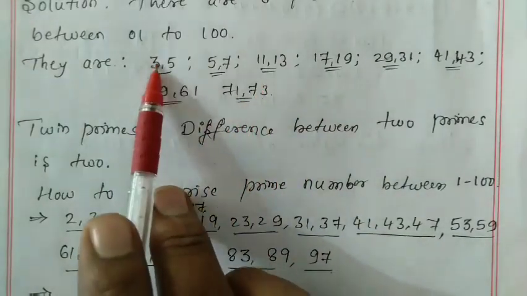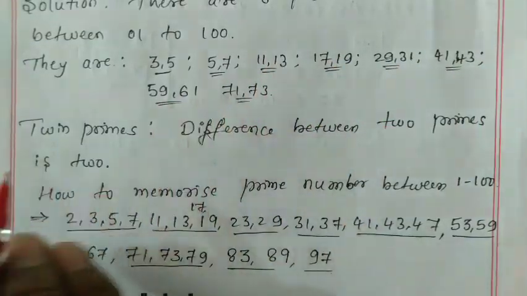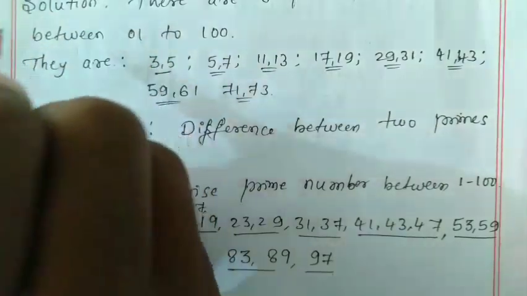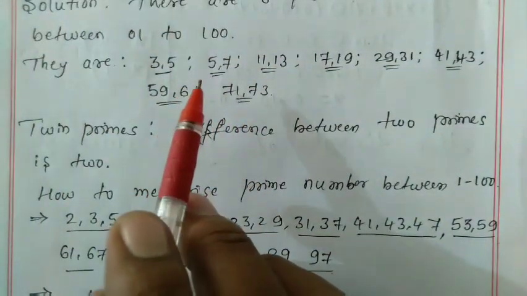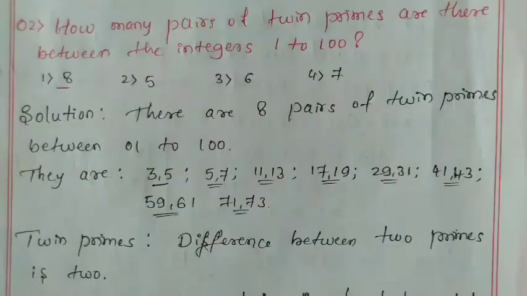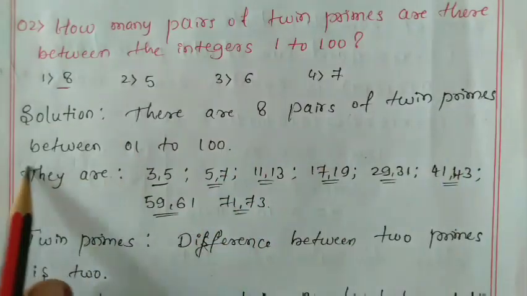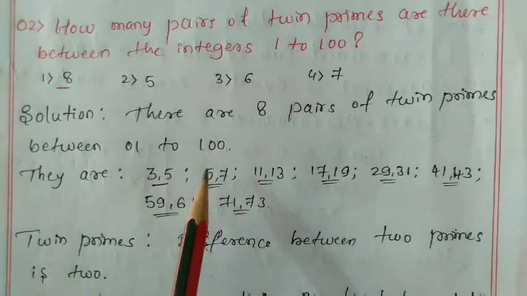So how many are there in total? 1, 2, 3, 4, 5, 6, 7, 8. Total 8 twin primes are there between 1 to 100. So you can write in words, there are 8 pairs of twin primes between 1 to 100.